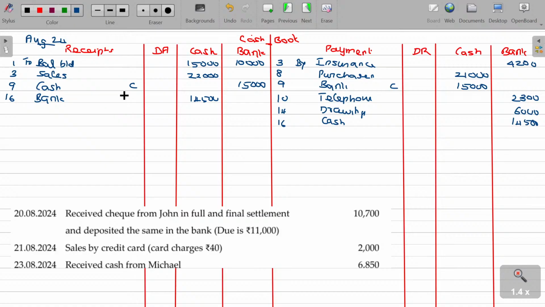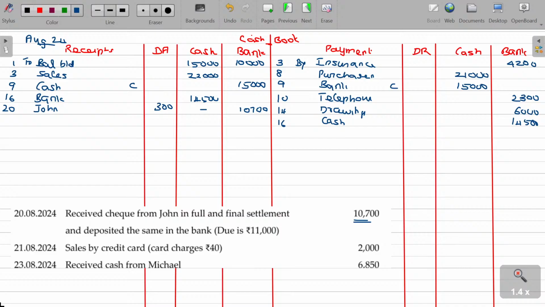Received check from John in full settlement, 10,700, and deposited the same in the bank. The due is 11,000 rupees. The amount recoverable from John is 11,000, but he paid me 10,700 in the form of a check and deposited it into the bank. So it will be a receipt in the bank, the value being 10,700. The remaining 300 rupees will be called discount allowed. The date being 20th. From whom we received? John.